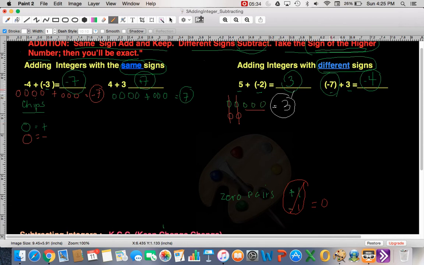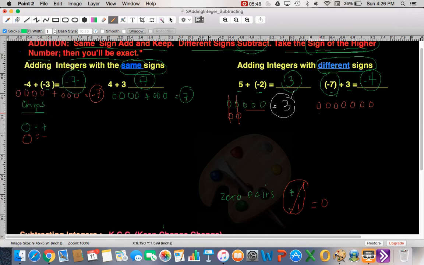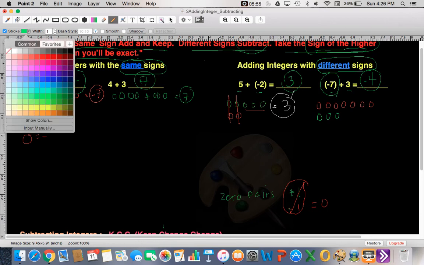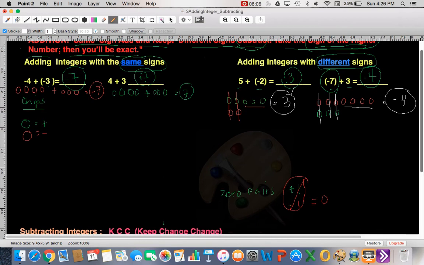Just like this one. Here, -7, 1, 2, 3, 4, 5, 6, 7. You're adding 3 positives, 1, 2, 3. So what you do is you cancel out the zero pairs, 1, 2, 3, and you'll end up with -4. Okay?